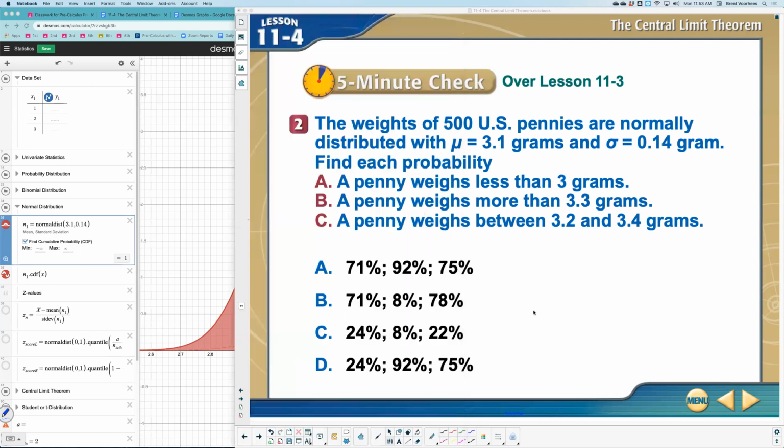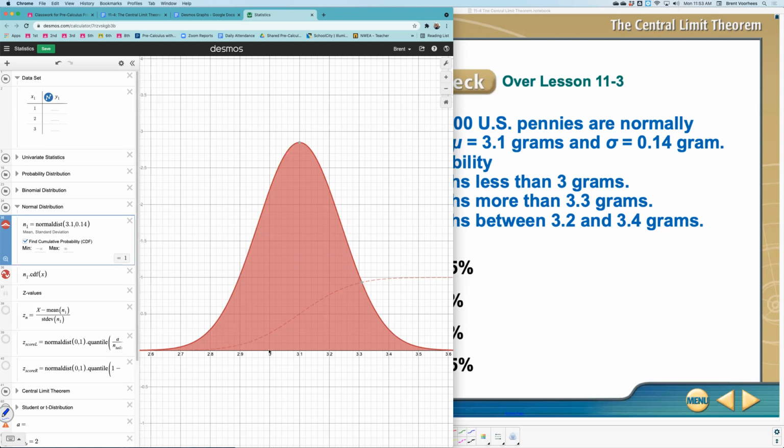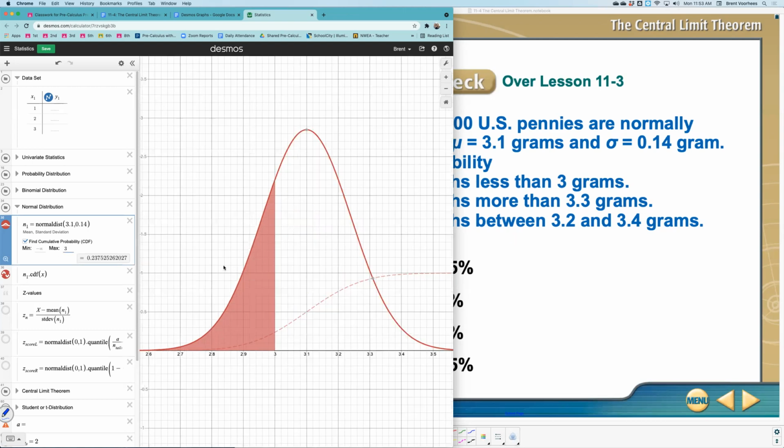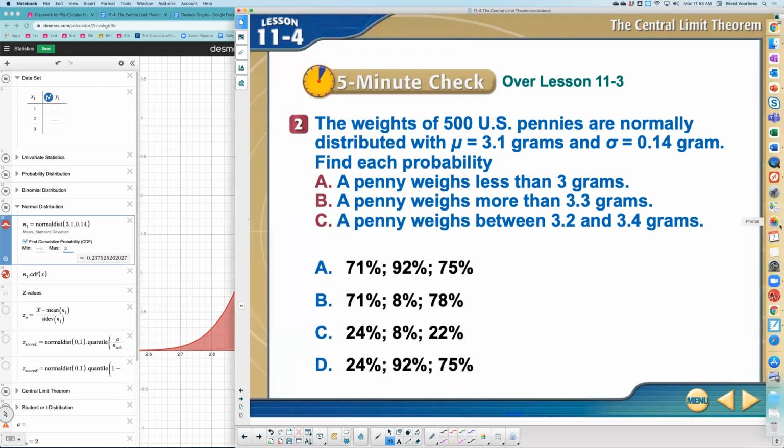Okay, so anyways, we want to know what's the probability that the penny weighs less than 3 grams. So that means the maximum would be 3. So we're looking at 3 or less. We're looking at this area, so I need to put it in as a maximum. That would give me the probability of having the penny weigh less than 3 grams, which is 23.7%. So at this stage, I can eliminate this because we know it's 23.7%.